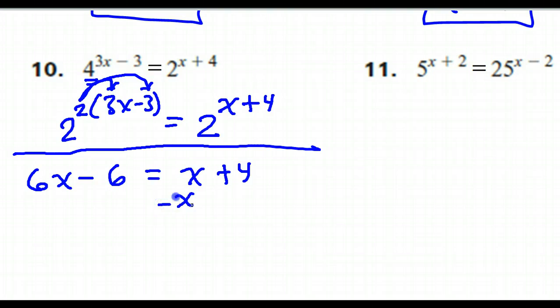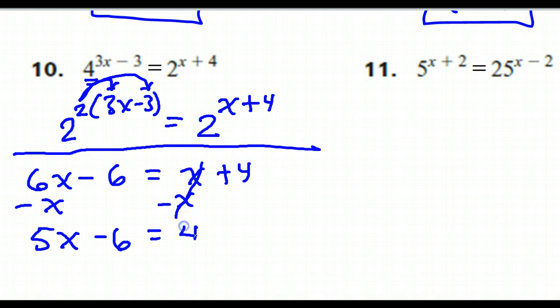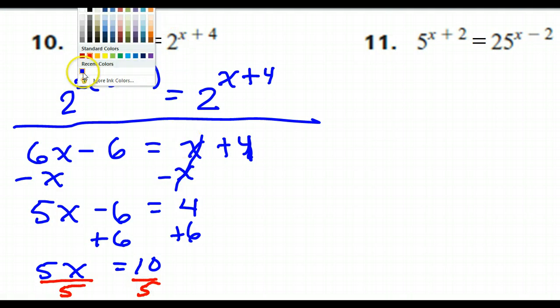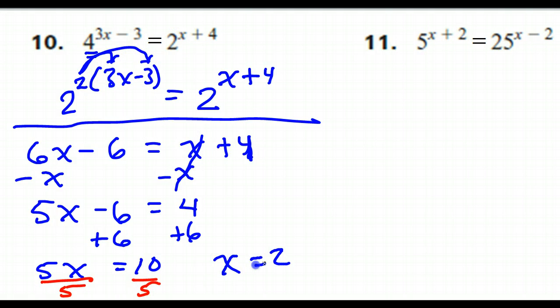Collecting the x's by subtracting. So subtract x from both sides, so these are gone. So this gives me 5x minus 6 equals 4. Now I will add 6 to both sides, my friend. So that's going to give me 5x equals 10. So if I divide both sides by 5, that gives me x equals 2. That is how this works.